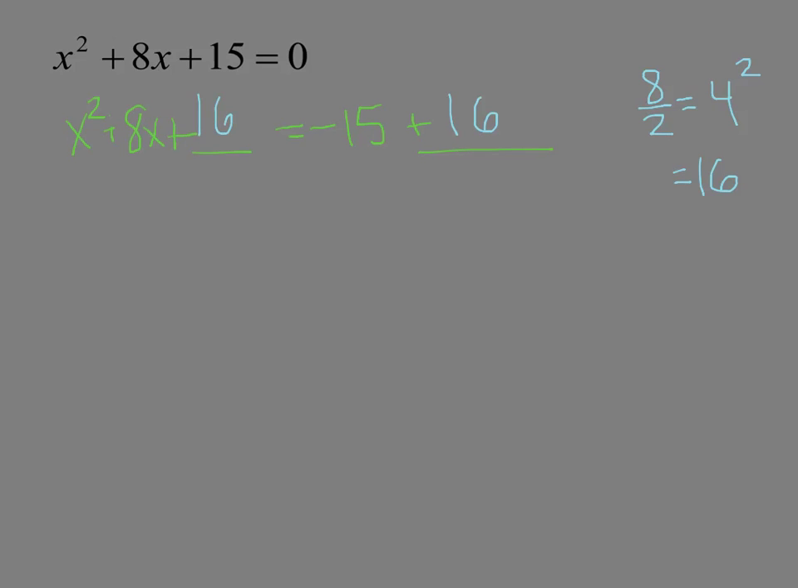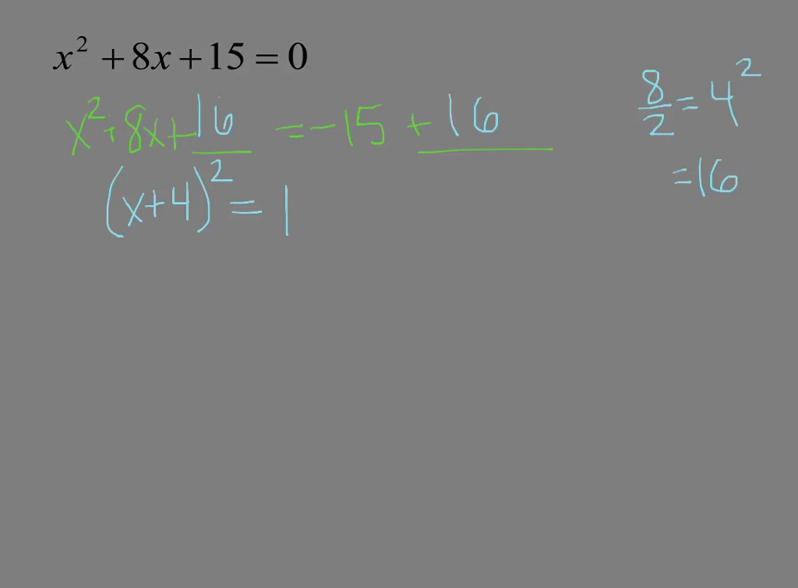After I add 16 to both sides, we're going to be able to factor this trinomial. So we're looking for 2 numbers that multiply to 16 and add to 8. Those 2 numbers are going to be 4 and 4. So it's a perfect square. So you'll be able to factor it as x plus 4 squared equals, then we're going to take negative 15 plus 16, which is 1.